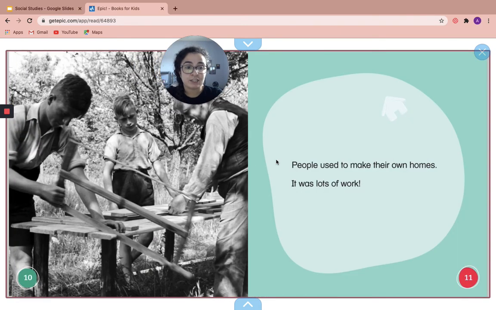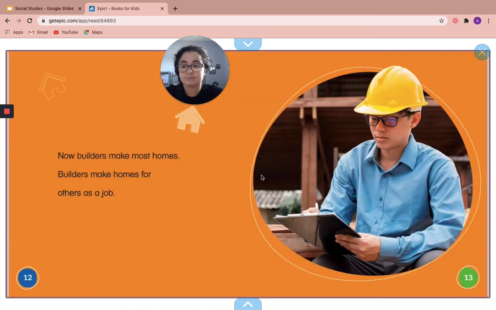People used to make their own homes. It was lots of work. And I see these 3 people working on what looks like a part of their house. Alright, now builders make most homes. Builders make homes for others as a job. I see a vocabulary word. What vocabulary word is on this page? Builders.